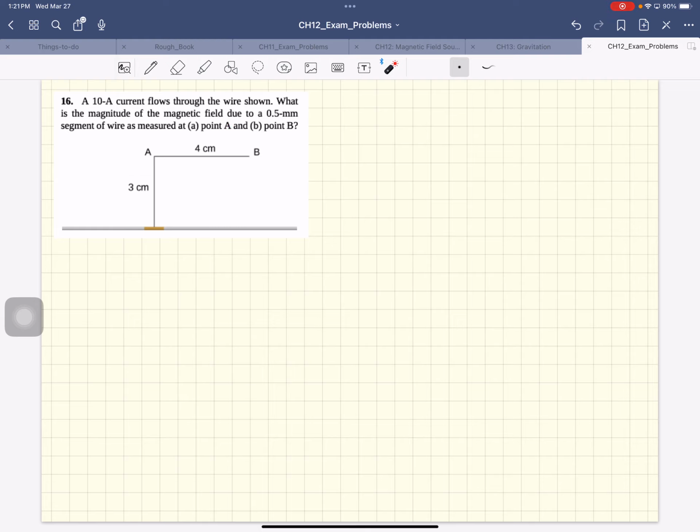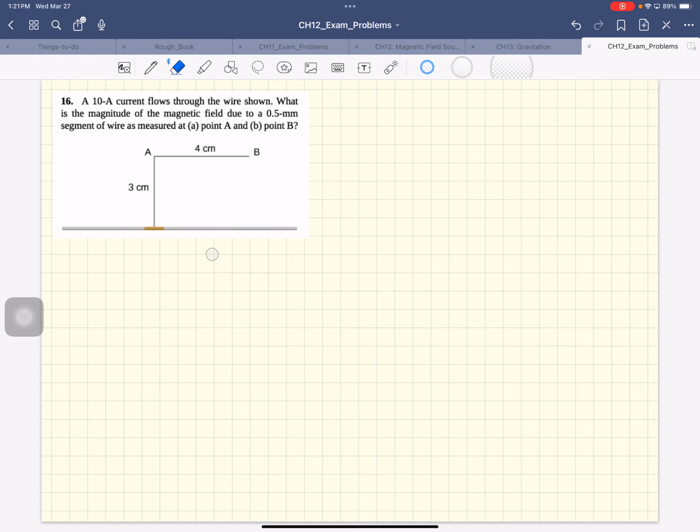Now they don't give you the direction of the current. If the current is flowing in this direction, what is the direction of the magnetic field at point A and B? If it's flowing to the right, point your thumb in the direction of the current and your fingers point in the direction of the magnetic field. So the field would come out like so. And if the current were flowing in the opposite direction, the magnetic field would go into the plane.